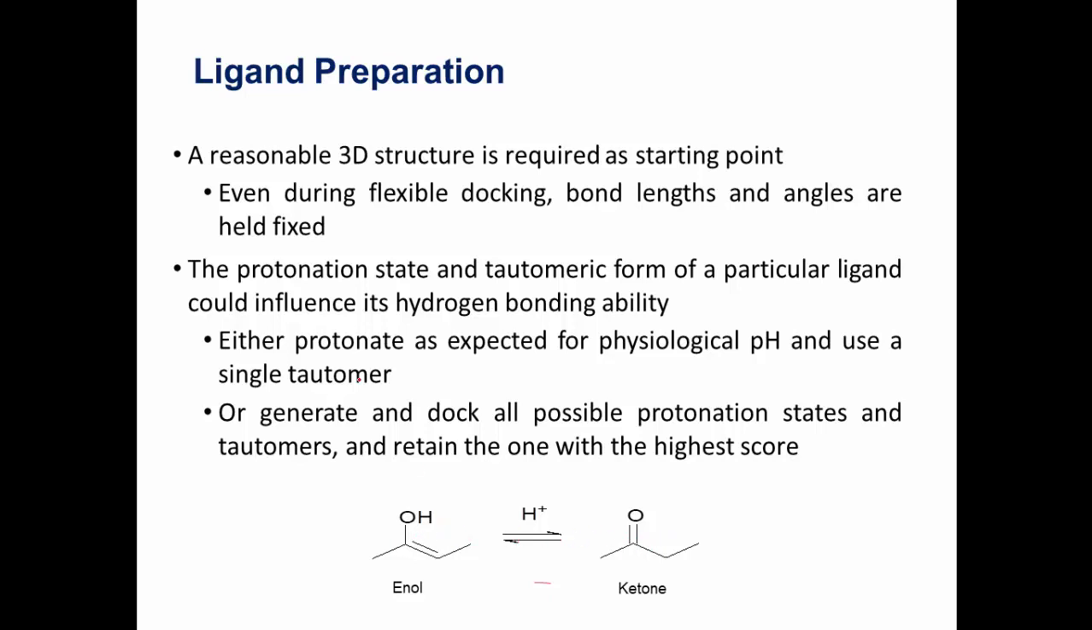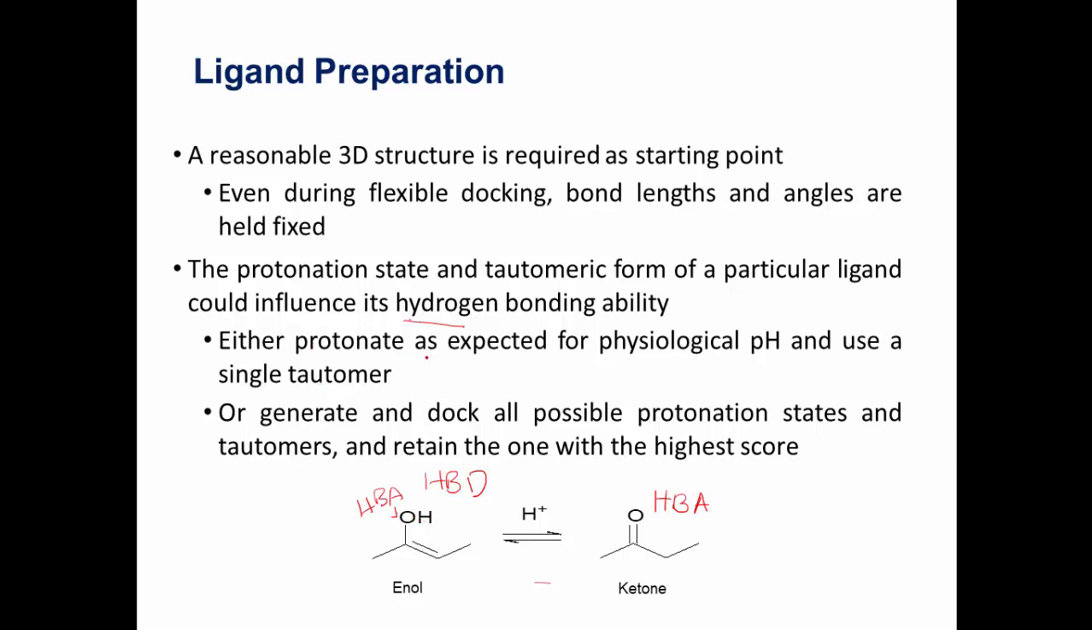So look at this here. The protonation state and tautomeric form of a particular ligand could influence hydrogen bonding ability. So look here, this is a hydrogen bond acceptor, okay, and here we have, yes, this is a hydrogen bond donor, and also this can accept hydrogen bond, so this is a hydrogen bond acceptor. Okay, so two sources of hydrogen bonds are present here.